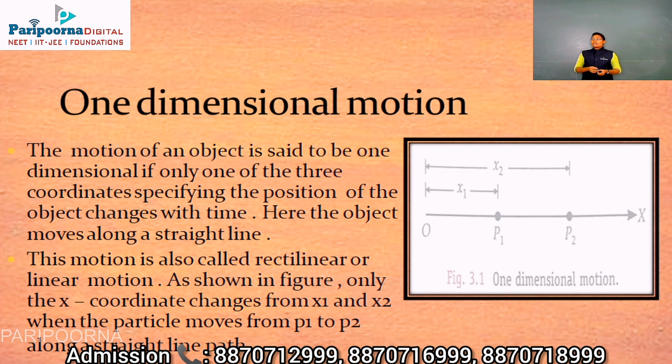As shown in the figure, only the x coordinate changes from x1 to x2 when the particle moves from P1 to P2 along the straight line path. So here only one coordinate is represented, and it is called one-dimensional motion. Only the coordinate x changes, between x1 and x2.